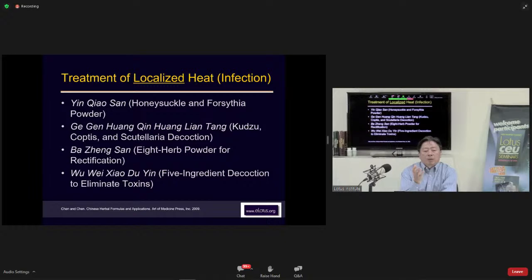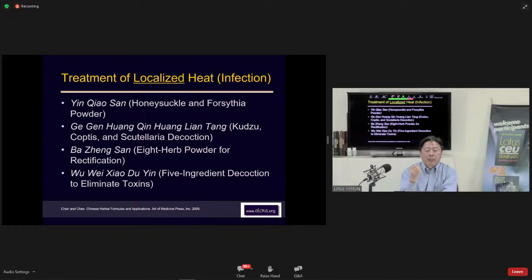Other formula that also treat heat affecting a certain part of the body uses the name of the chief herbs to imply what they are and what they do. So in the previous slide, most of the formula tell you where the heat is based on organ, okay, based on location. In this case, you need to know what the herbs are or what the name says, and then you have a good interpretation of what they treat.